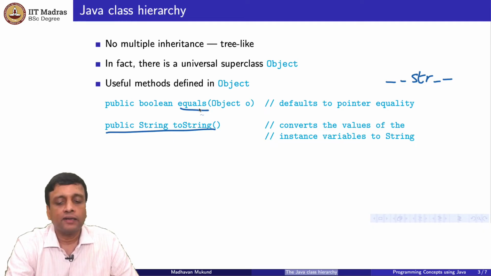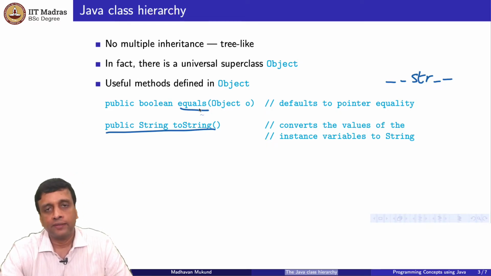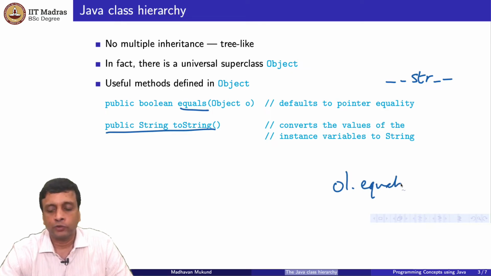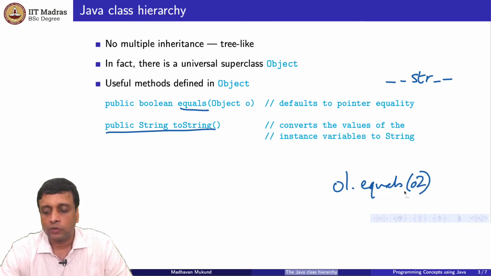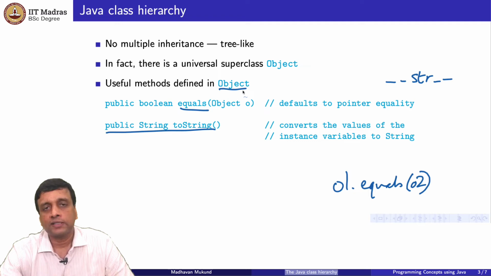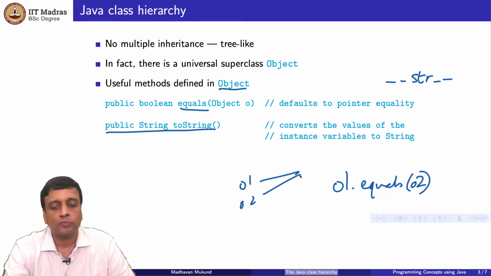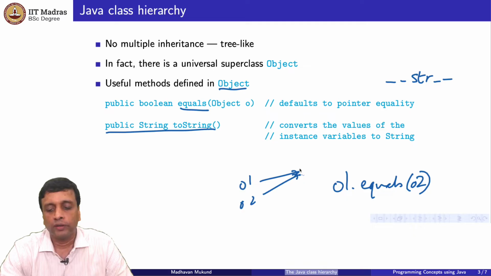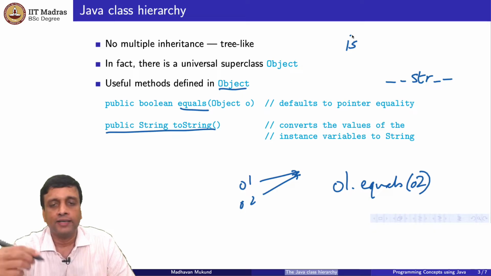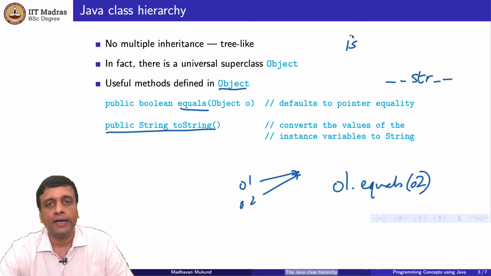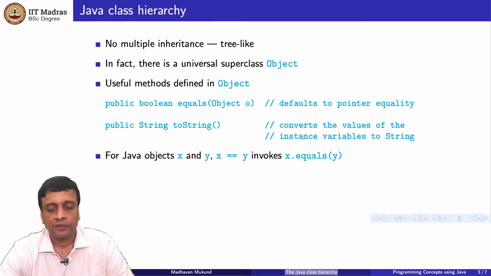Similarly, there is an equals method defined in Object. So what this equals method does is it compares one object to another object. So typically you will use it in this way, o1.equals(o2), right? And what this equals method, which is defined in this class Object, does is check whether o1 and o2 actually point to the same object. So this is what you might call pointer equality or reference equality. It is what in Python is called is, right? l1 is l2. Are they both different names of the same memory location?